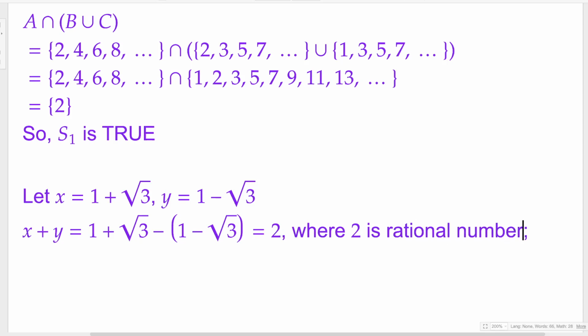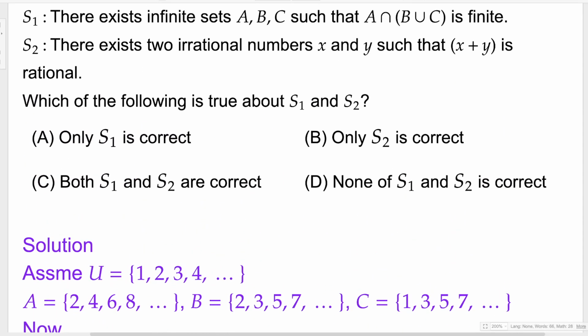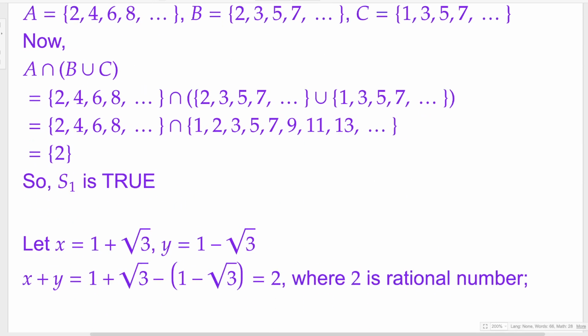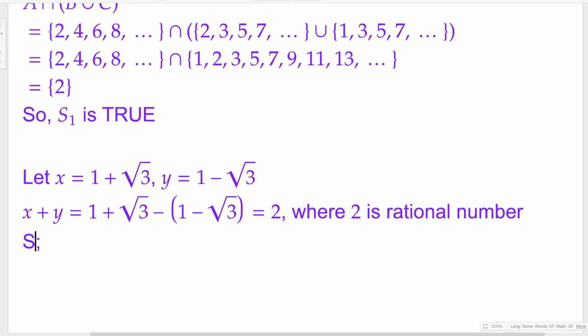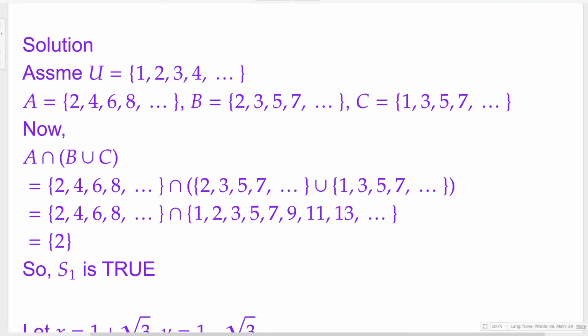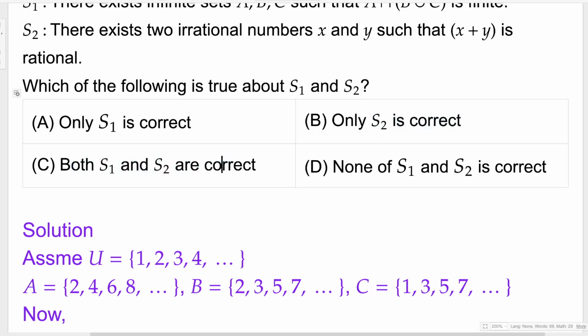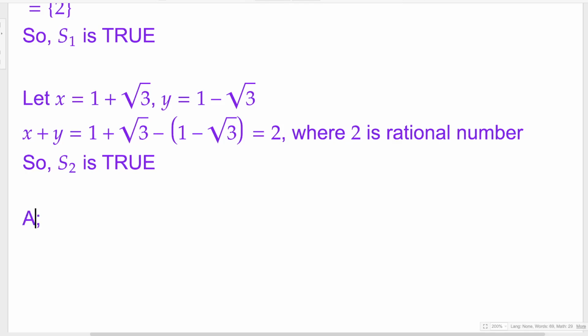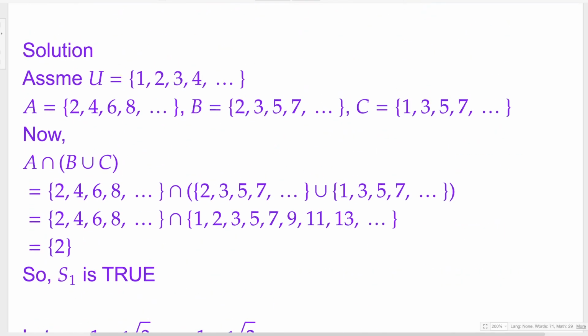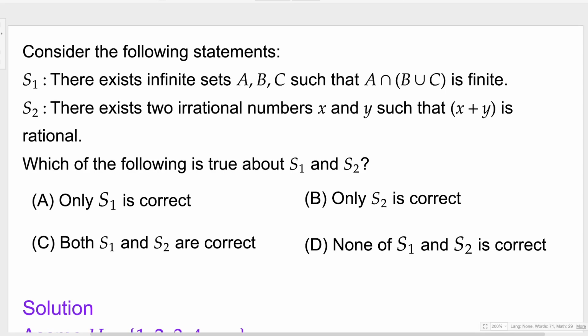So from this we can observe that there exist two irrational numbers, yes, we have taken two irrational numbers, such that x plus y is rational. So we can say that statement S2 is also true. And now let us check the options one by one. Only S1 is correct? No, that is not the case here. Only S2? No, they are both correct actually. So both S1 and S2 are correct. So we can say that answer C is the correct option for this particular problem statement. I hope it is clear to everyone.